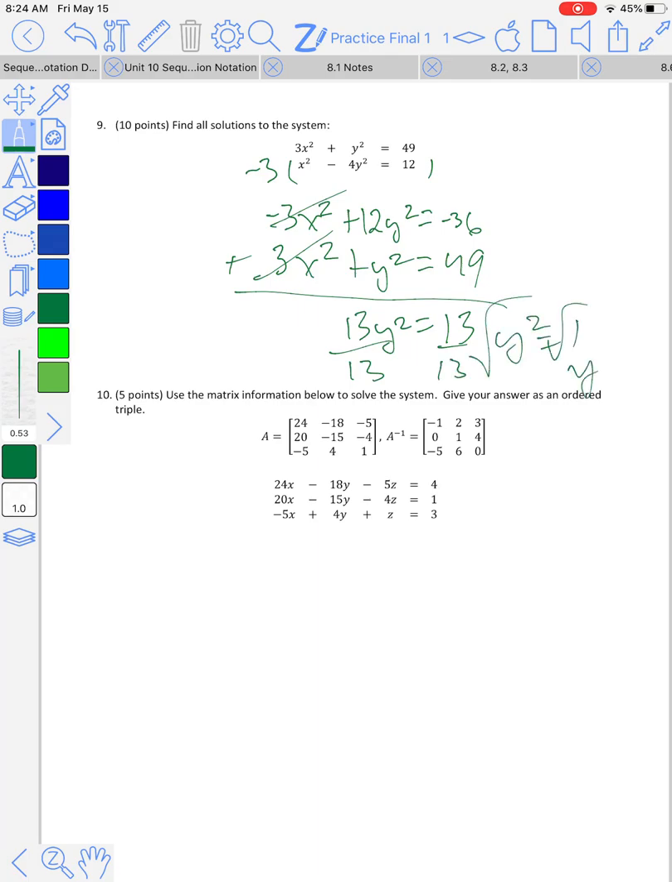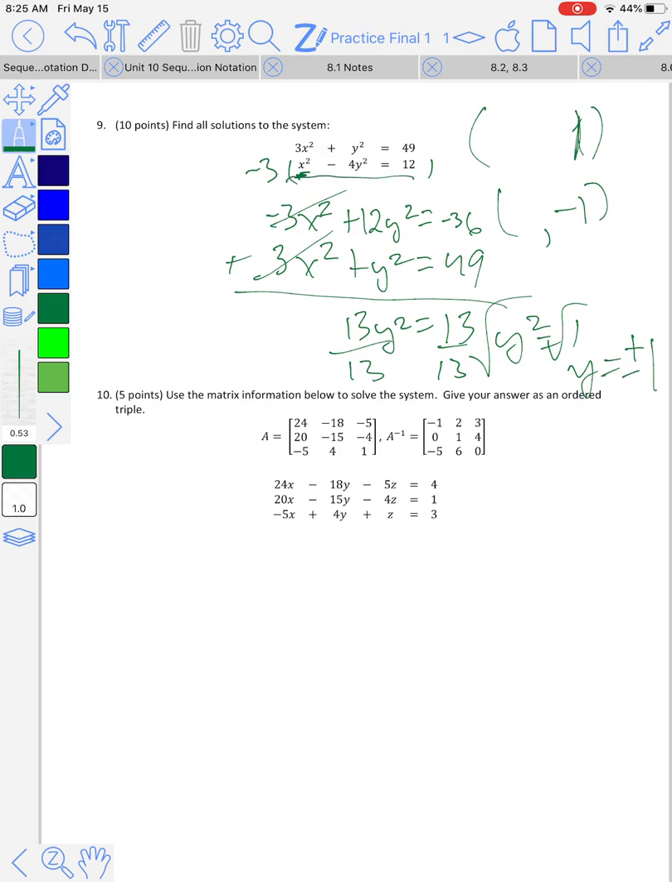Take the square root. Be careful here. y is plus or minus 1. So there's two solutions here. One where y is positive 1 and one where y is negative 1. So now you need to plug in a 1 and a -1 to solve for x. So just plug it in here for x squared.